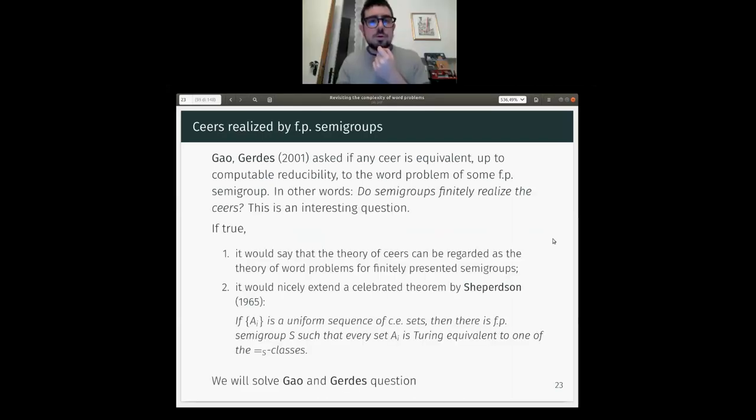So let's remember now the question by Gao and Gerdes. The question is simply whether it is actually true that any SIR is equivalent up to computable reducibility to the word problem of some finitely presented semigroup. So we know that finitely presented semigroups can have word problems of any possible Turing complexity and any possible many-one complexity. Can you push that way further and obtain that you can actually realize any possible equivalence relation?